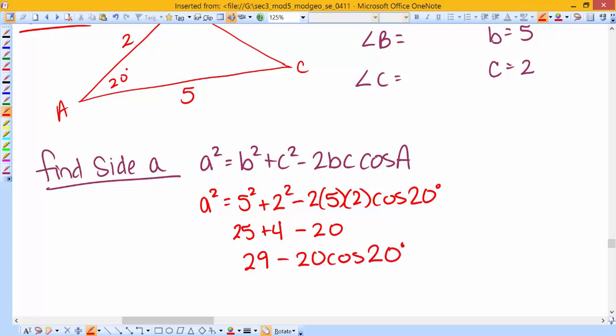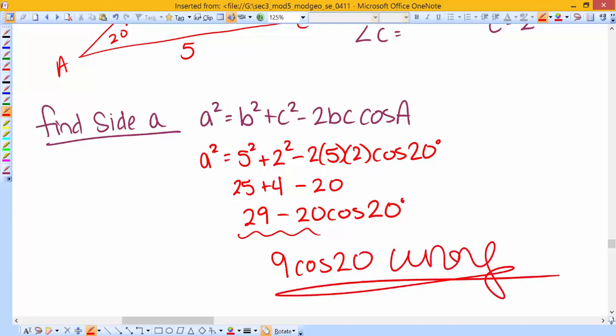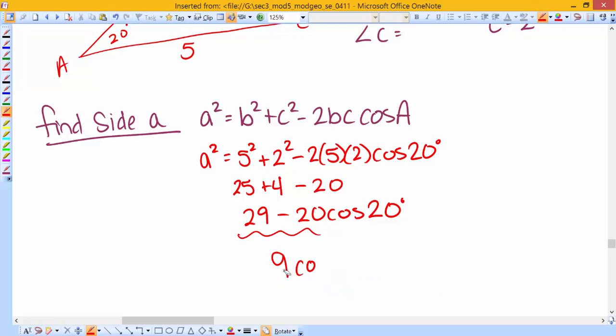Now here's where you really need to be careful with how you're going to work through this in your calculator, please. The 29 minus 20. A lot of students have a tendency to do this first, and they get 9 cosine of 20. And that is so wrong. Oh my goodness, that is so frustrating. The 20 is with the cosine. So you actually have to do this first.